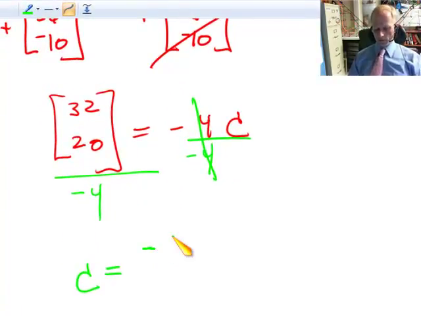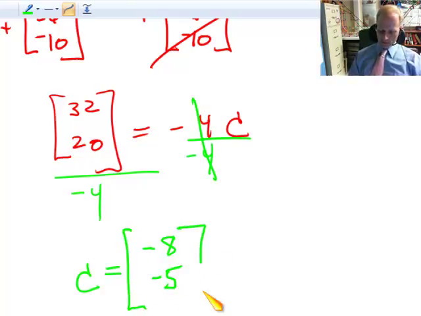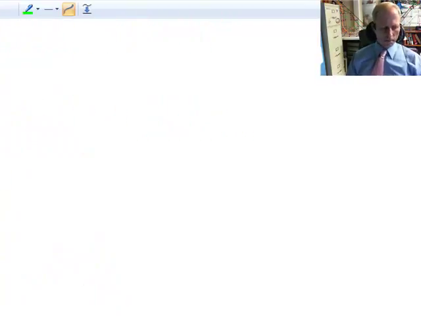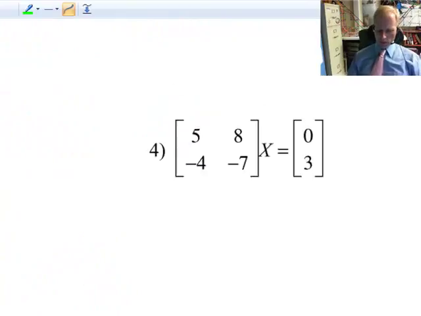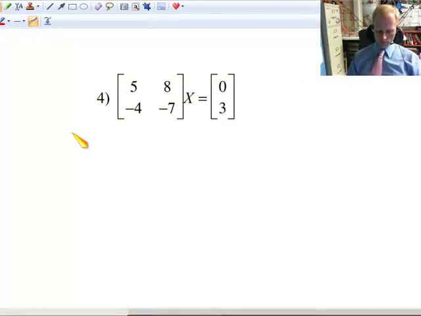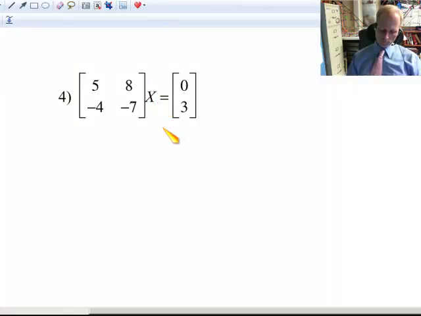Okay, the last equation here I'm asked to solve involves matrix multiplication, so this is a little trickier. So basically, to isolate that x, I need to multiply both sides of the equation by the inverse of the matrix. That's 5, 8, negative 4, negative 7. So I'm going to do something like this.